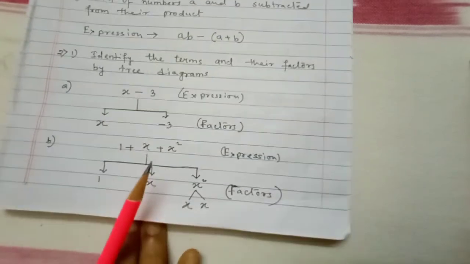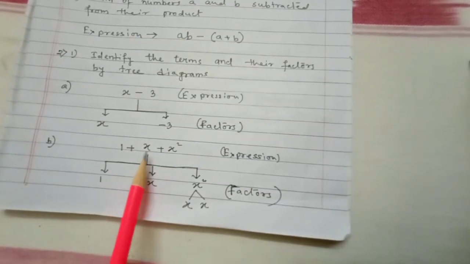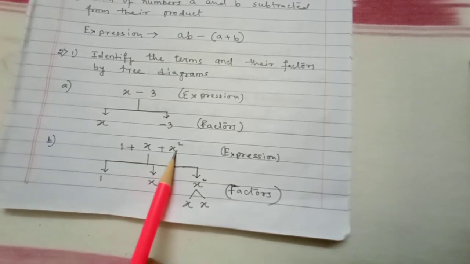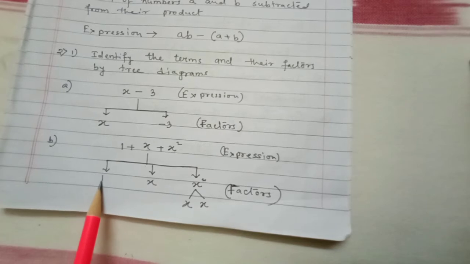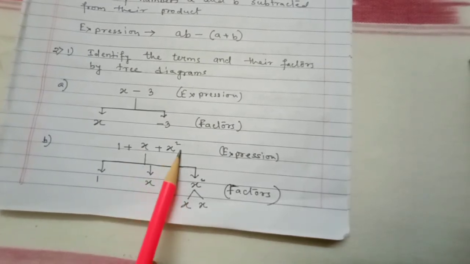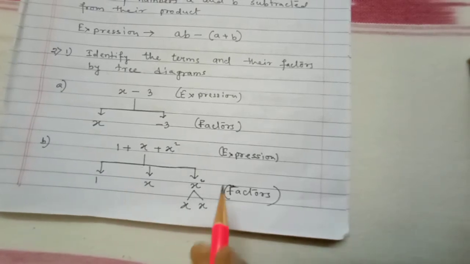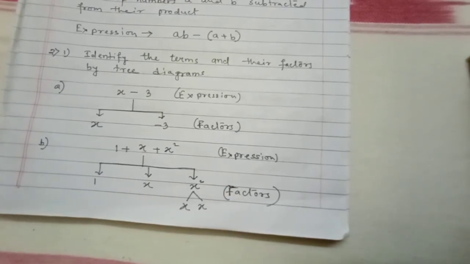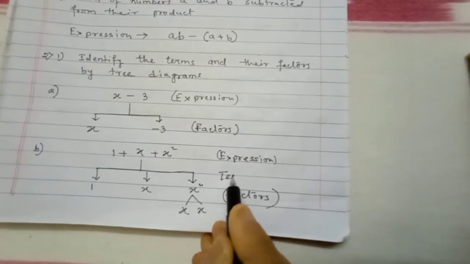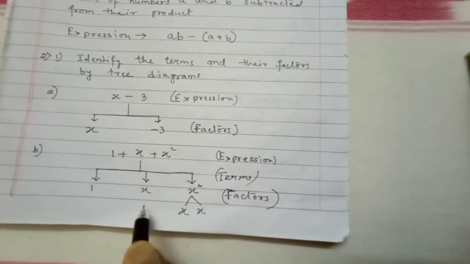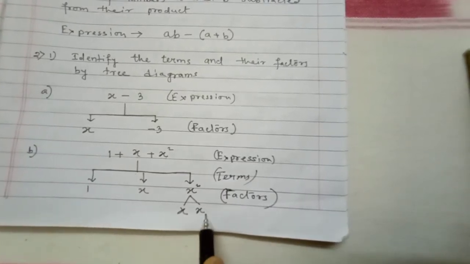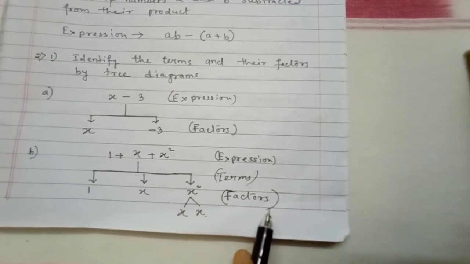Next one, see. 1 plus x squared. 3 terms are there: 1, x, x squared. For the first, only 1 is the factor. For the second, x is the factor, and for x square the factors are x and x. So these are the terms, and these are the factors.